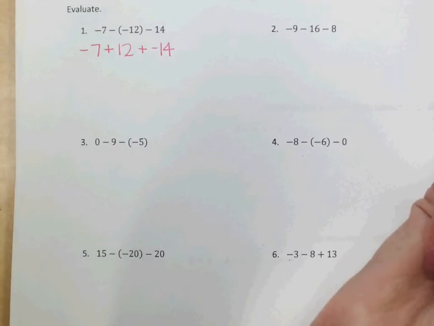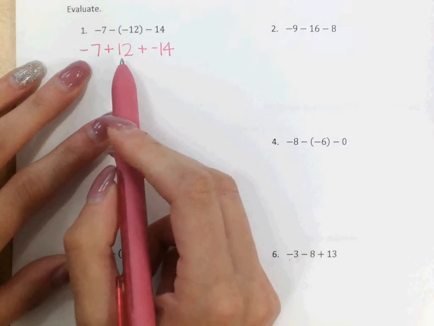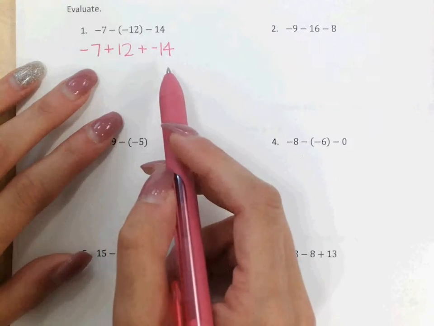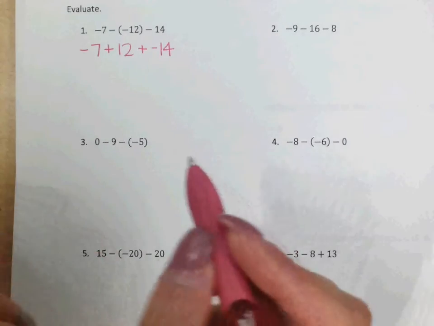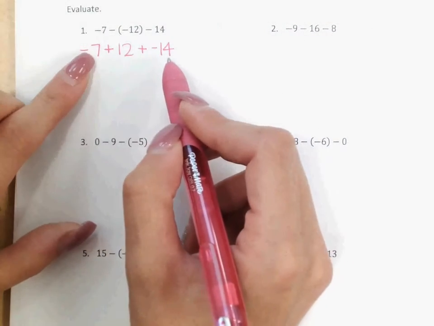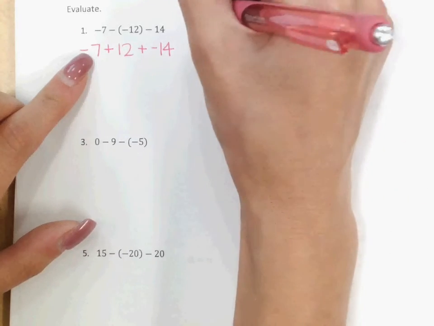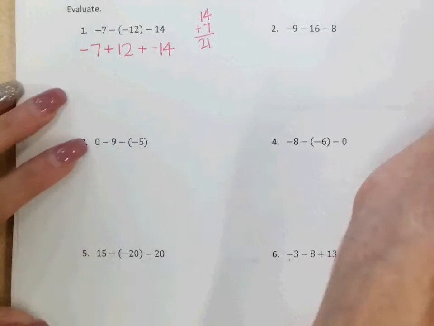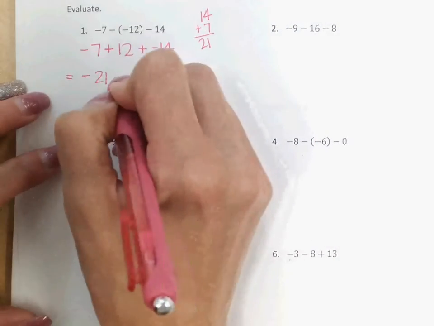We can start by adding the first two numbers together, following our rules for addition, friends or at war, or we could look for friends first and then go from there. So I'm going to add my friends first. Negative 7 and negative 14 are friends, so we add them. 14 plus 7, which is 21. Since they're both negative, then it's a negative 21 plus 12.